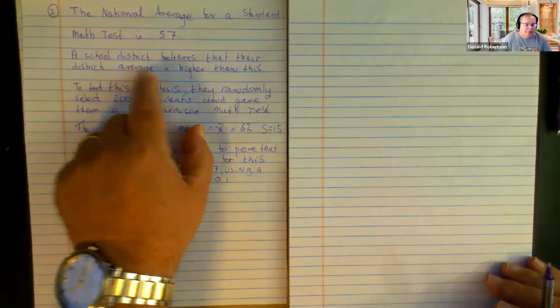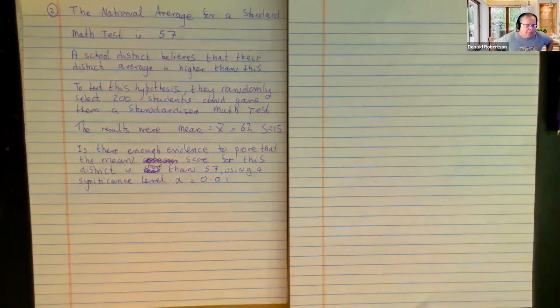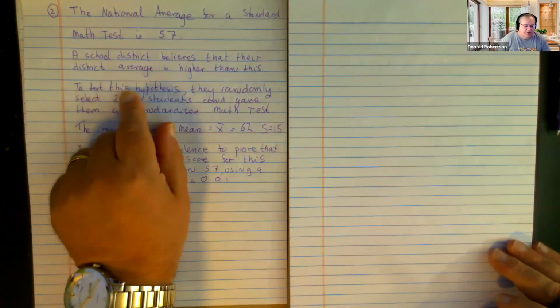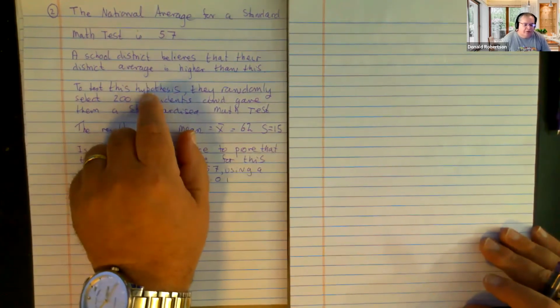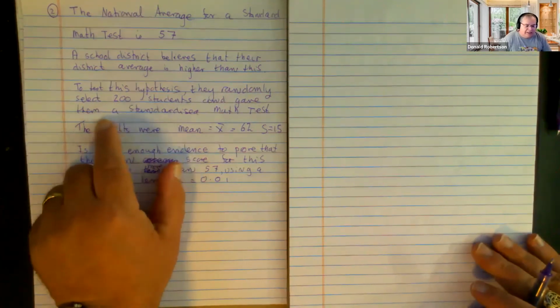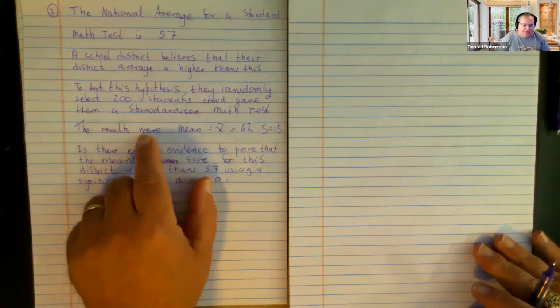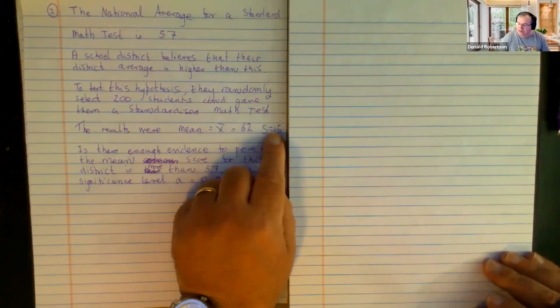Now, a school district believes that their district has a higher average than this. This is a place where they're not doing these tests, but they think our students are good. Let's see if we can prove that they're good. So they test the hypothesis that their students would get a higher score than 57. They randomly select 200 students, that's a good big number, gave them the standardized math test, and this is what came out. They got 62 on average, and the standard deviation is 15.